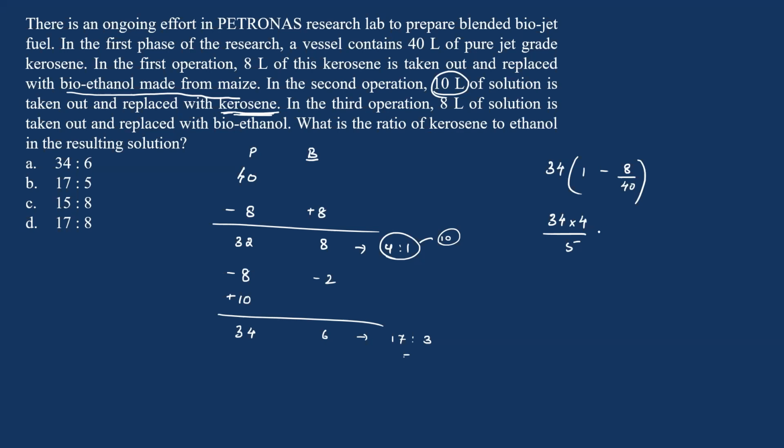Clear? So 34 into 4 by 5 is going to be 136 by 5. Now total quantity is 40 liters. That is 40 minus 136 by 5. So what do we have? 136 by 5 is, this is 200 minus 136. 200 minus 136 is 64 divided by 5. These two get cancelled. This is 8 8s and this is 8 into 17s. So 17 is to 8 is your final answer, and therefore option D becomes your final answer.